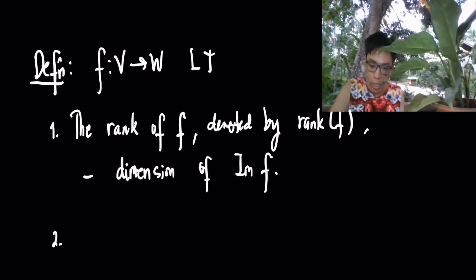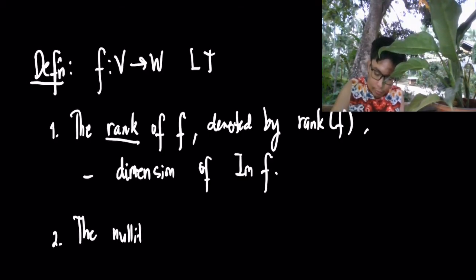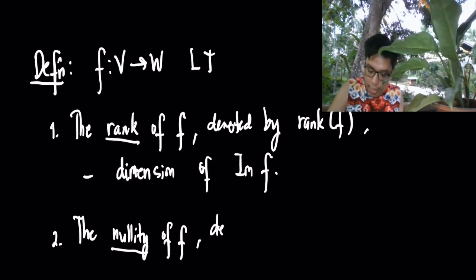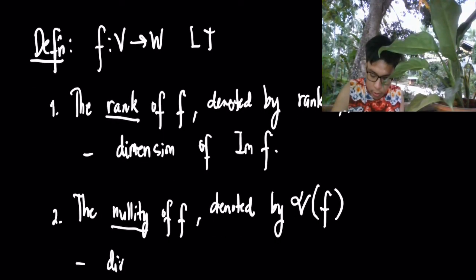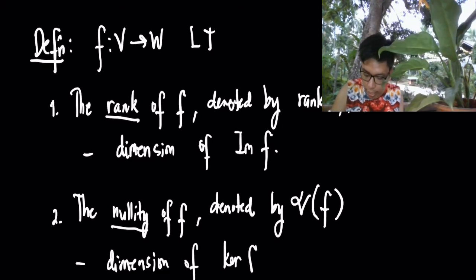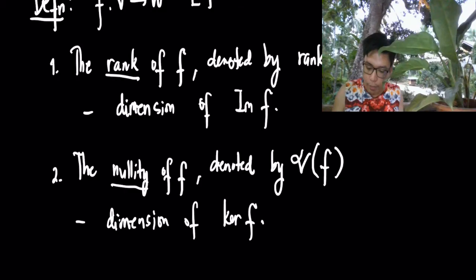Number 2, the nullity. Aside from the rank, we have the nullity of F, and we denote that by this one, nullity of f. This is actually the dimension of the kernel of F. In other words, this is the cardinality of the basis for the kernel of F.